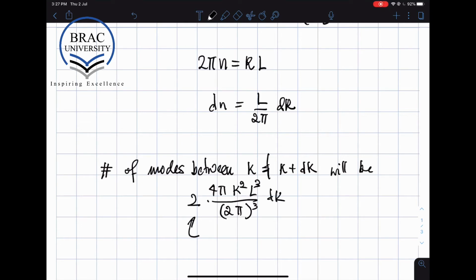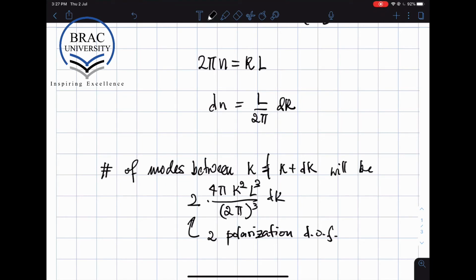This 2 comes from the fact that there are 2 polarization degrees of freedom for electromagnetic waves. That's why we need to multiply this by a 2. So now we have enumerated the number of modes.